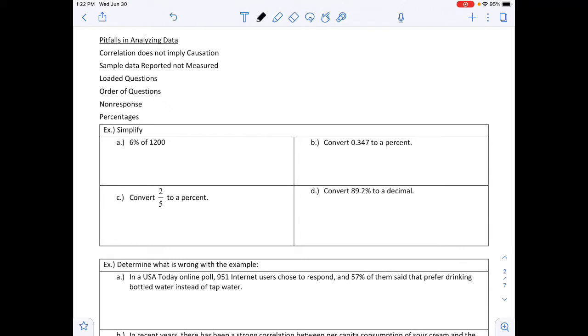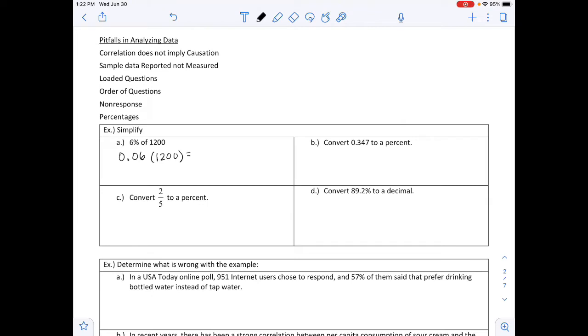And then we get into some mathematical parts of this. A lot of times students struggle with working these out with percentages and converting decimals to fractions and things along those lines. So the first example here says simplify, and it says 6% of 1200. So writing 6% as a decimal, this is 0.06. Of is multiplication, and we're going to multiply it times 1200.